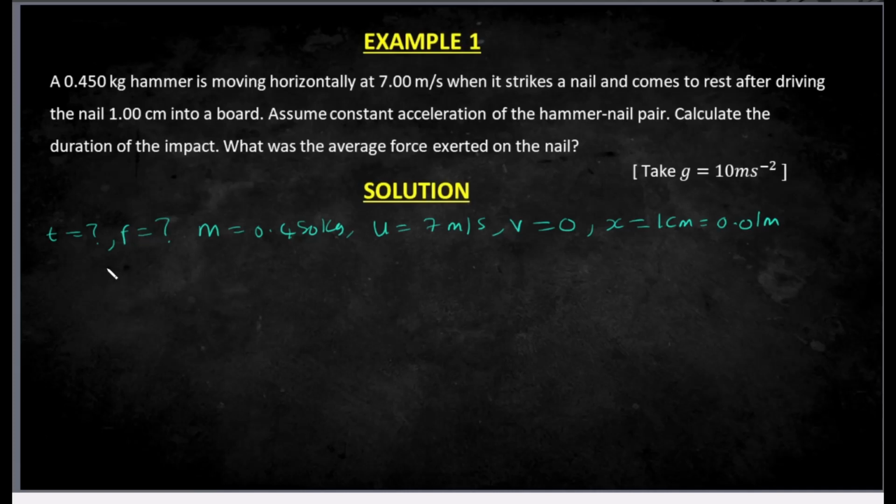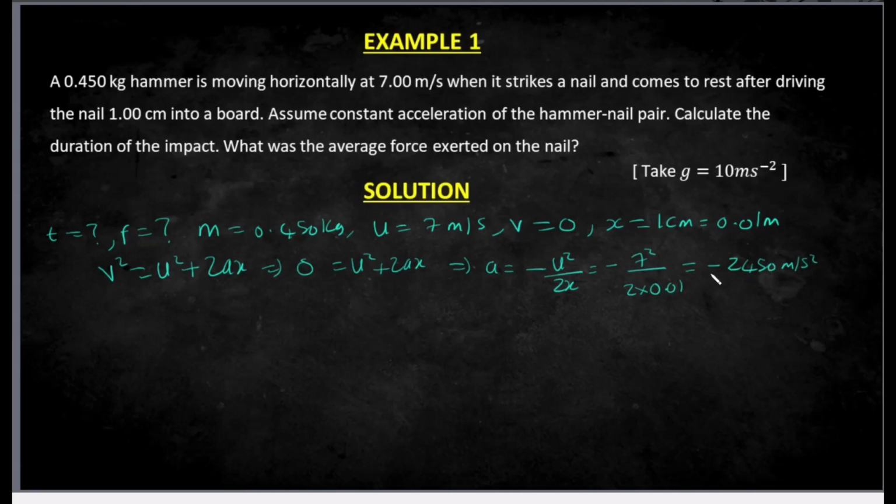For us to do that, we have to apply the kinematics equation: v squared equals u squared plus 2as. But remember, v is 0, so we have 0 equals u squared plus 2ax. From there we can get our acceleration. If we make a the subject of the formula, we have a equals minus u squared over 2x, and our velocity is 7, so u squared, times 2, and our x is 0.01. When you do the division, you are going to have minus 2450 meter per second squared. The minus is because the body is slowing down. That's why it comes to rest.